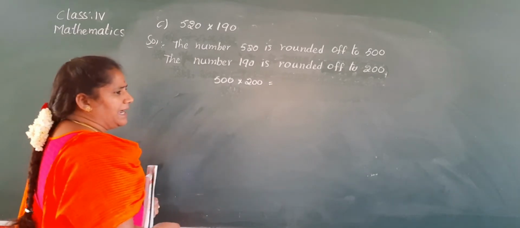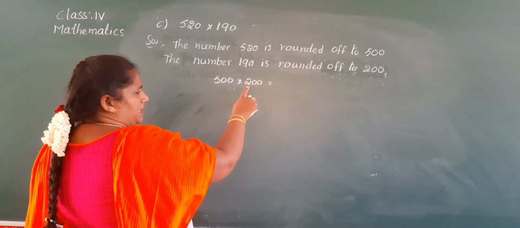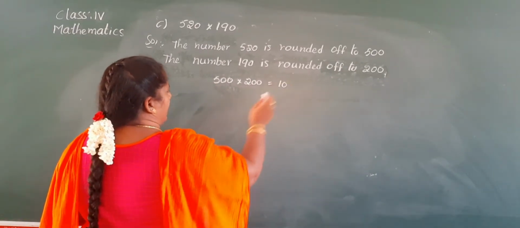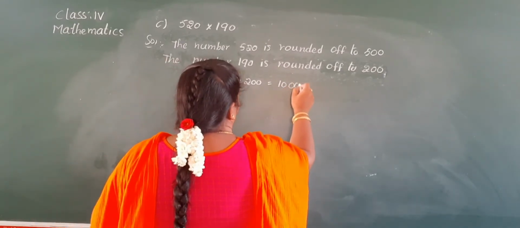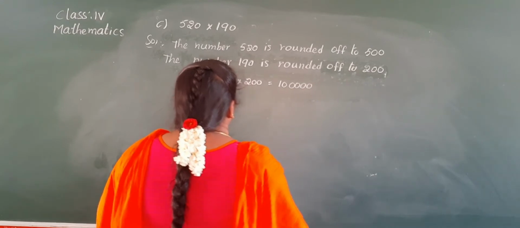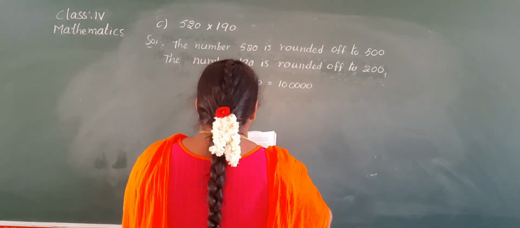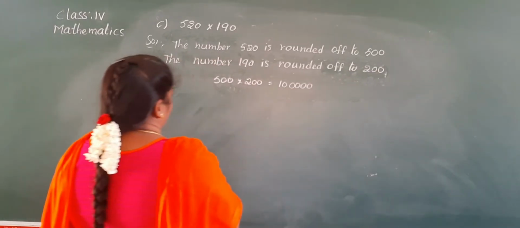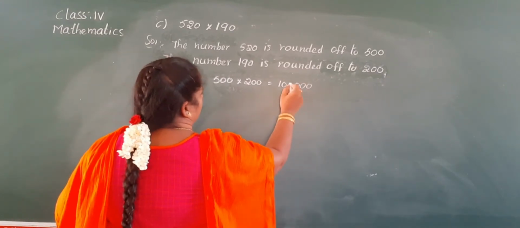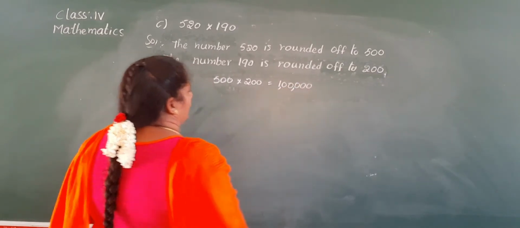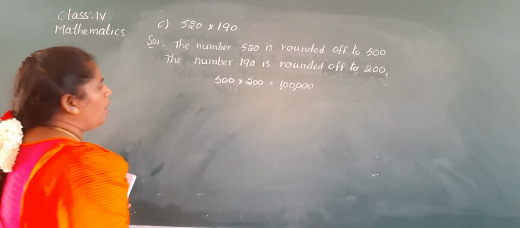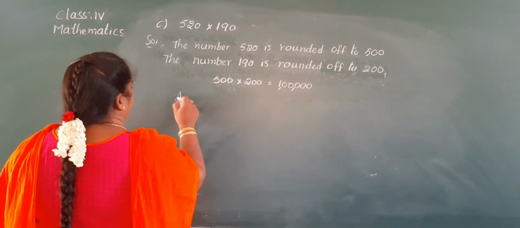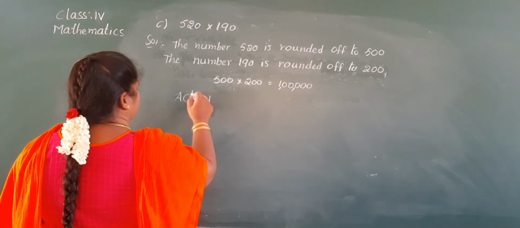How do we multiply? First multiply the numbers. 5 2s are 10. And we will keep these 2 zeros. Like this. Okay, ma? And here we'll keep comma. 1 lakh. 500 into 200 equal to 1 lakh. Now we find the actual product.